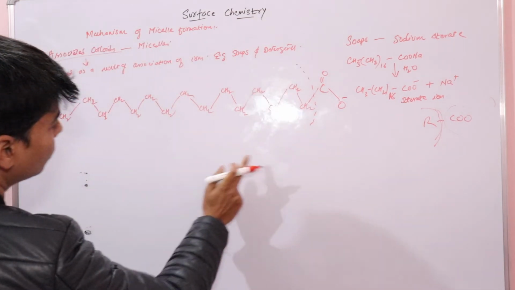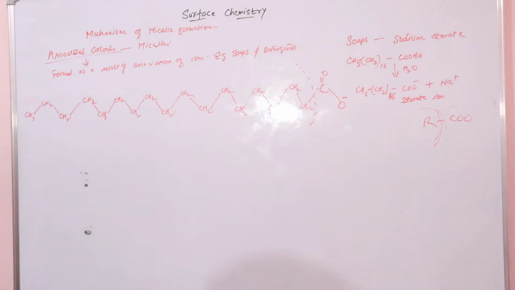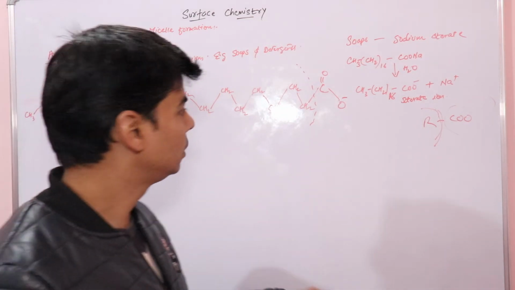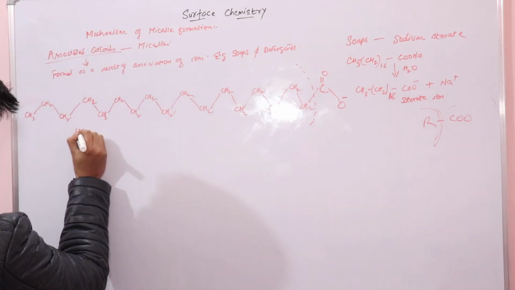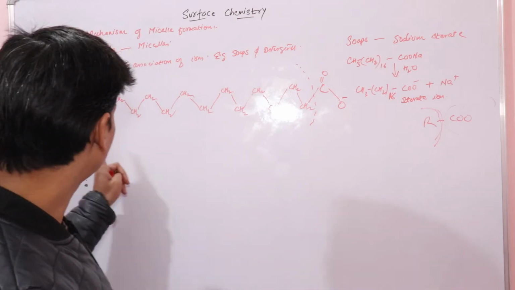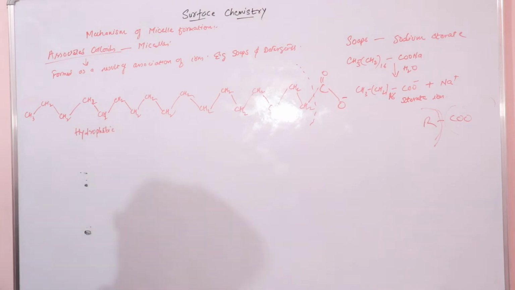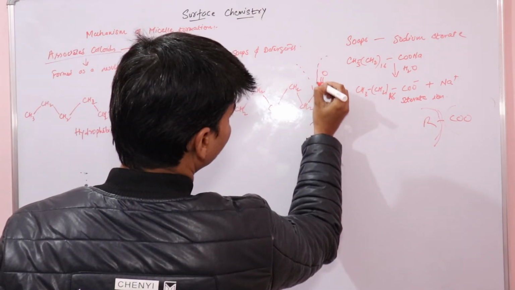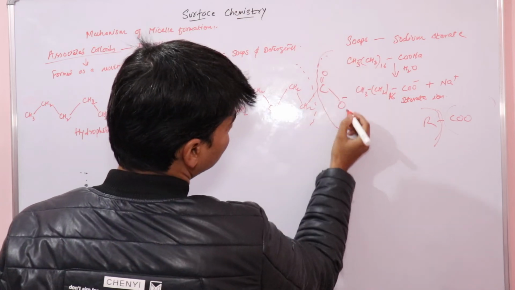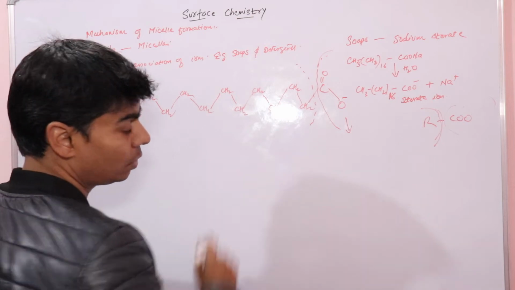This long hydrocarbon chain is the hydrophobic tail. We call it a hydrophobic tail. Let me first write why, then I'll explain. This is a long hydrocarbon chain which is hydrophobic in nature. We'll understand what hydrophobic means. And this is your head, since this is in front, and it is the hydrophilic head.